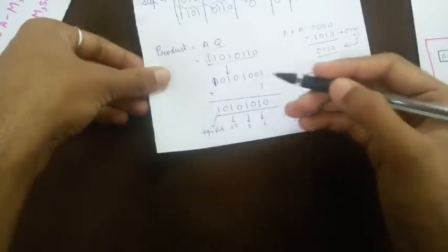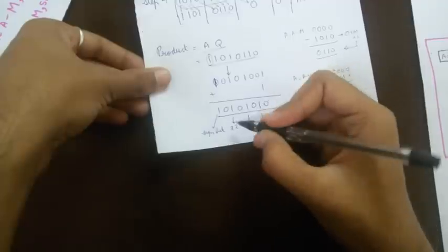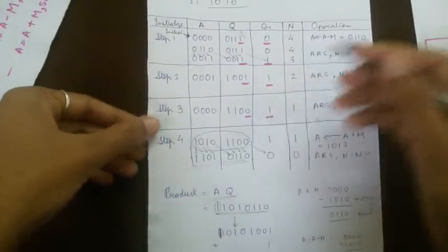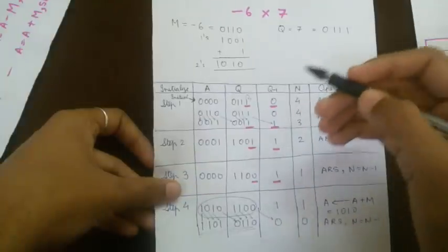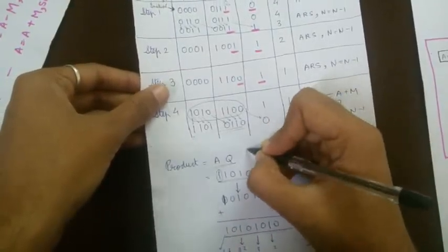Now as we know that minus 6 into 7 is minus 42, so here you can see that this 1 signifies the negative sign of minus 42, and 42 is 32 plus 8 plus 2, which is 42. As the multiplication of minus 6 and 7 gives us a negative value, we need to take the 2's complement of the answer. But if we are multiplying numbers like 2 into 3, here the product will be positive, and hence we will get our answer here only.